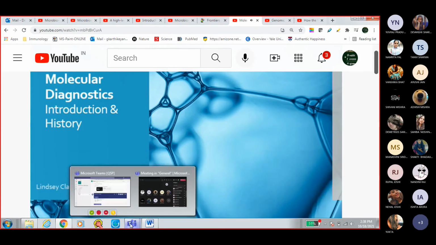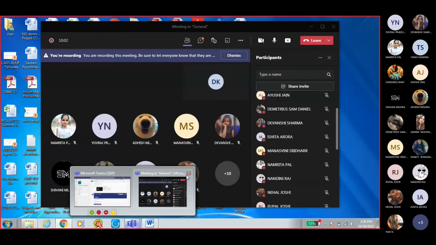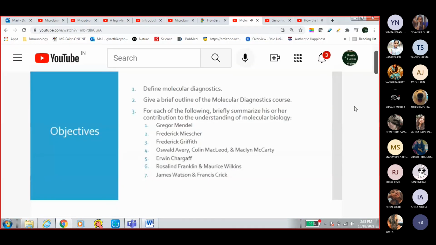This course is laid out, and we'll briefly review the history of DNA and molecular biology. So that's what we will do for this lecture. And the objectives for today's lecture are, number 1, define molecular diagnostics. Number 2, give a brief outline of the molecular diagnostics course. And number 3, for each of the following, briefly summarize his or her contribution to the understanding of molecular biology.